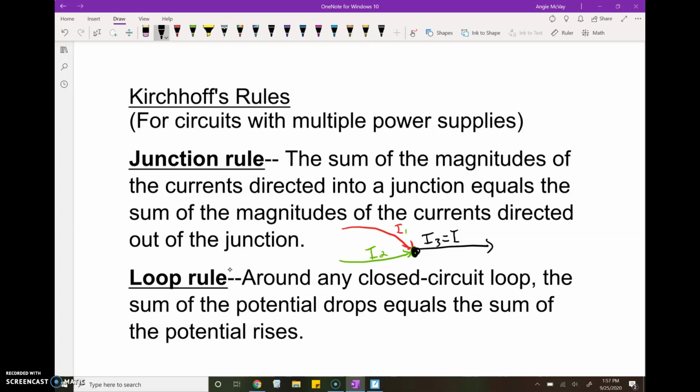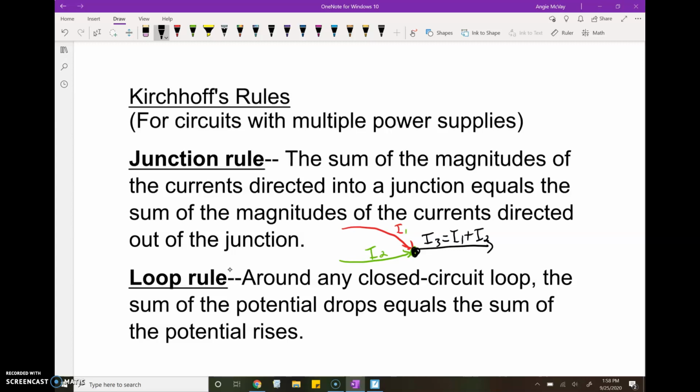So if current 1 and current 2 combine at a junction, the magnitudes of their current will be equal to the value of current 3, the current in the wire that they're connecting to. And again, junctions are just places where wires connect, where multiple wires connect into one wire, or one wire splits off into multiple.